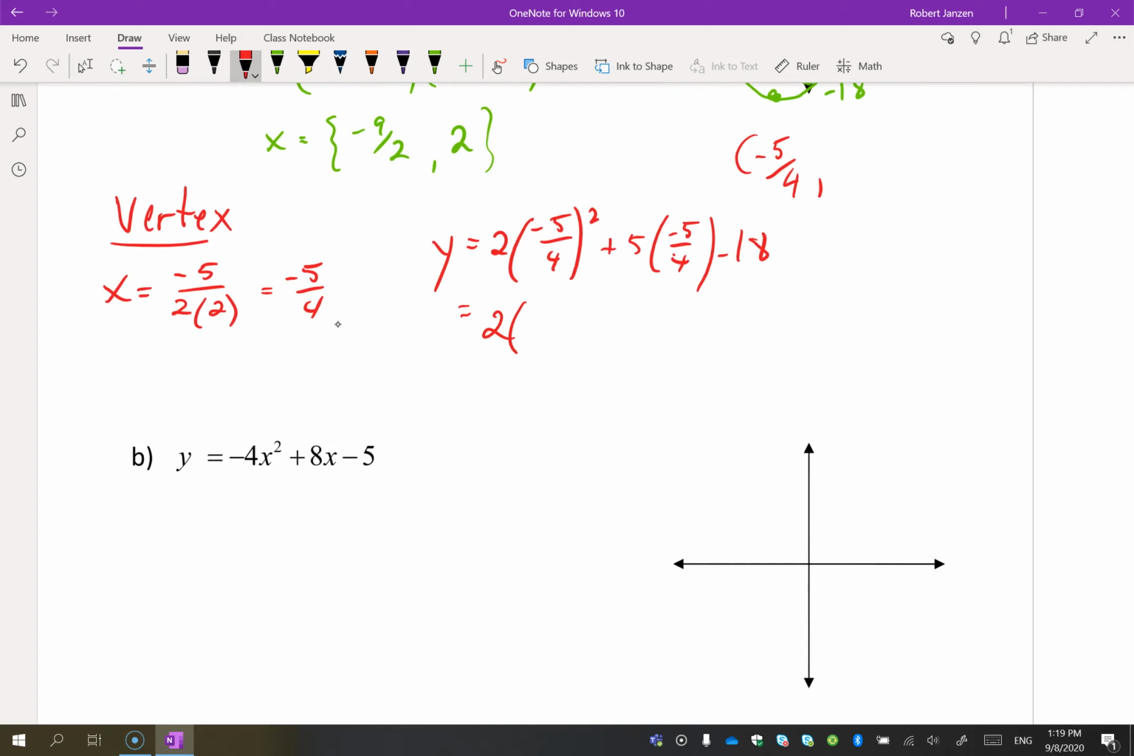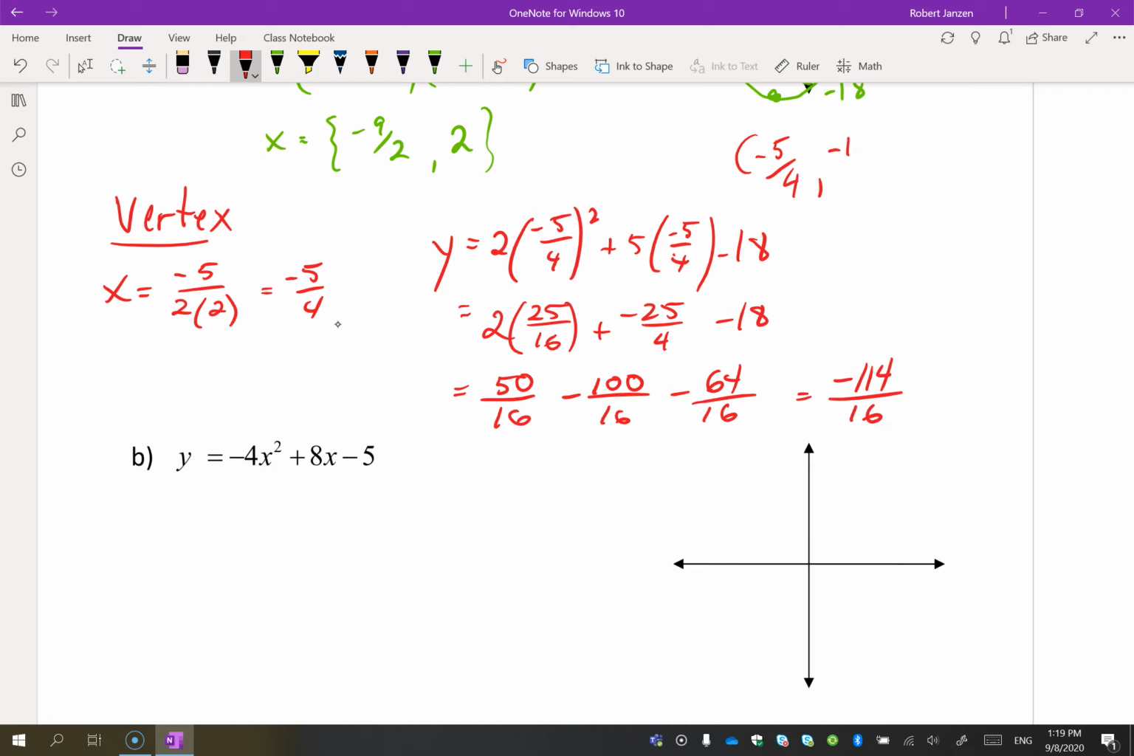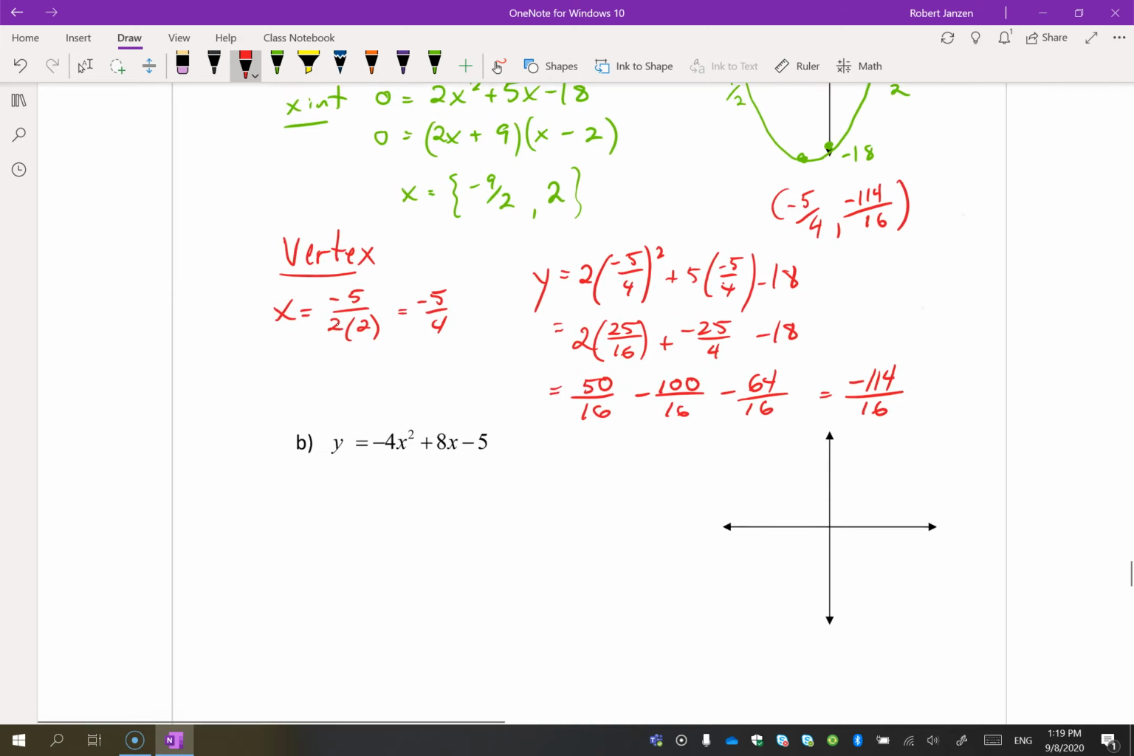Okay? So this is going to be 2 times 25 over 16 plus negative 25 over 4 minus 18. So we're going to need some common denominators here. This is 50 over 16. This is minus 100 over 16. And this is negative 64 over 16. So this equals negative 114 over 16. Again, I'm not worried if you don't simplify it. This is good.